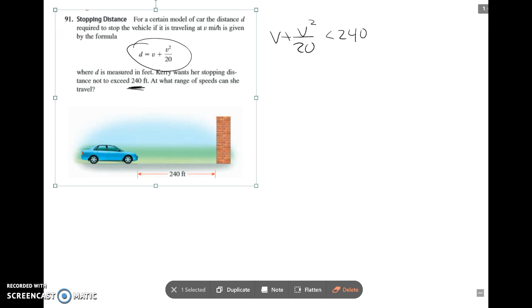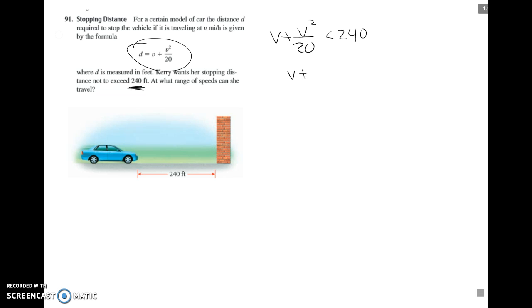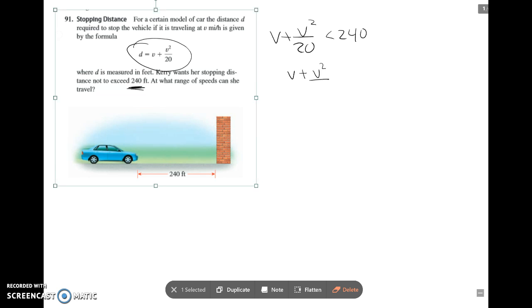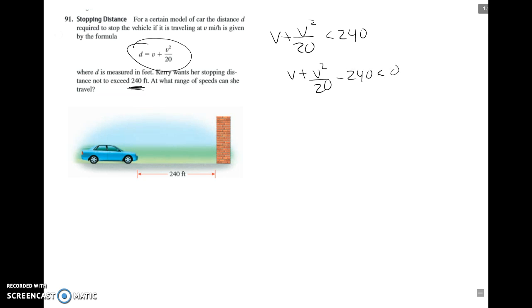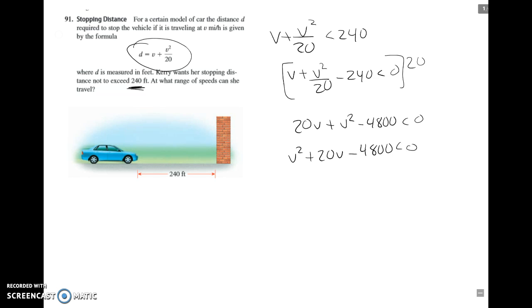So you have v plus v squared over 20 minus 240 is less than 0. And then multiply everything by 20 to get rid of that fraction. So you have 20v plus v squared minus 4800 is less than 0. Write it in order: v squared plus 20v minus 4800 is less than 0.